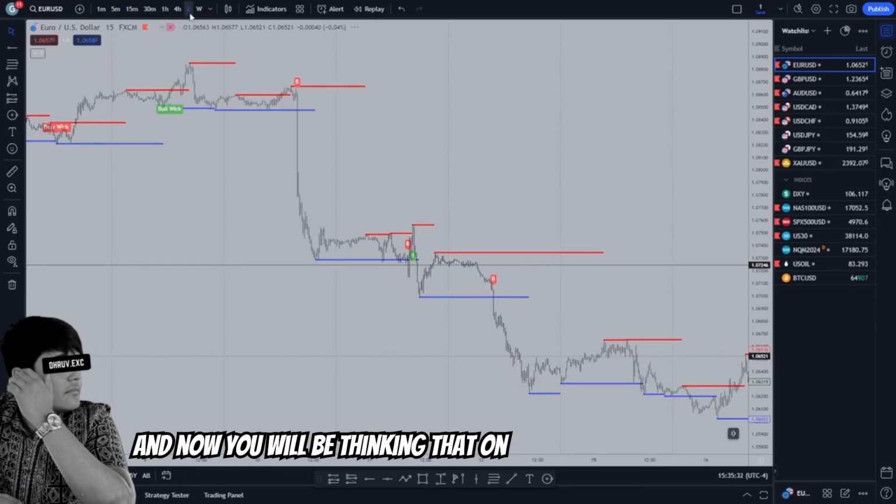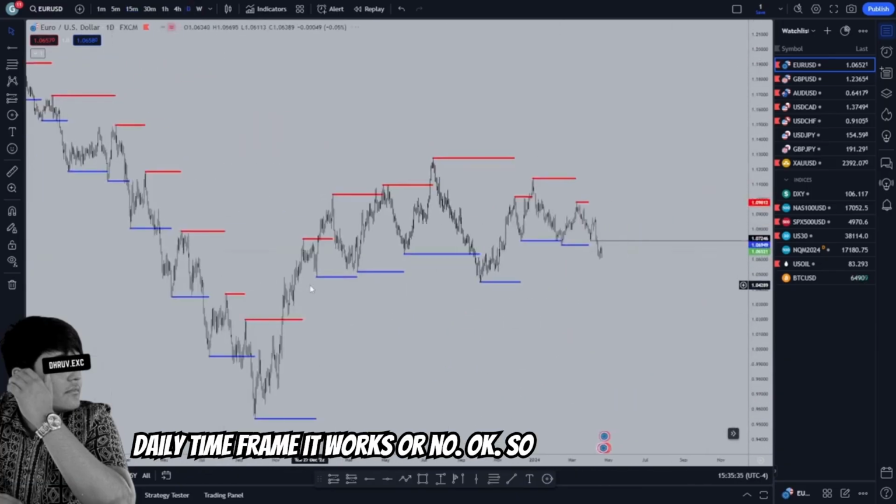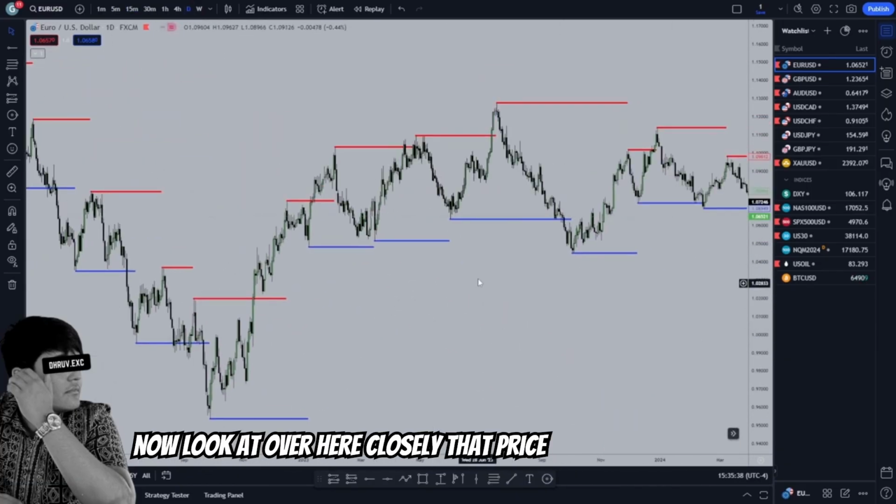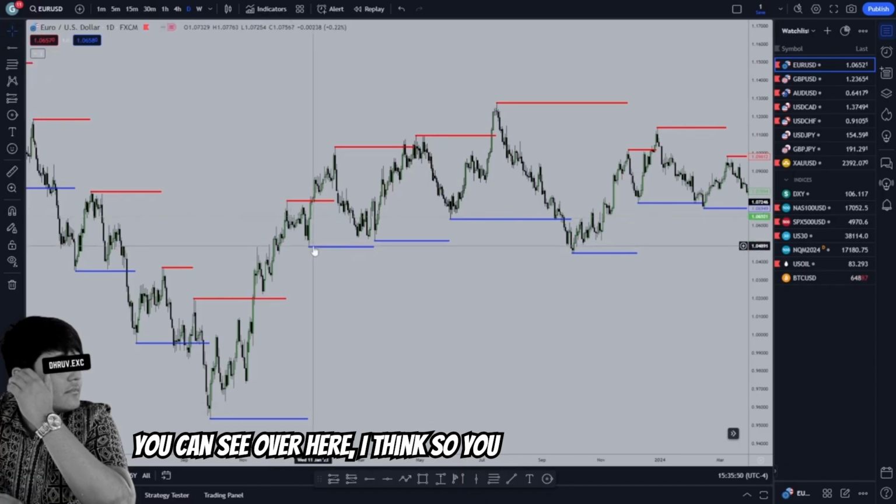Now you will be thinking about whether it works on the daily time frame or not. So look over here closely. Price went up like this. What's this line? This is a support, right? And there are these 2 supports over here. And if you look over here closely, price went a little bit below this low. I should mark it.